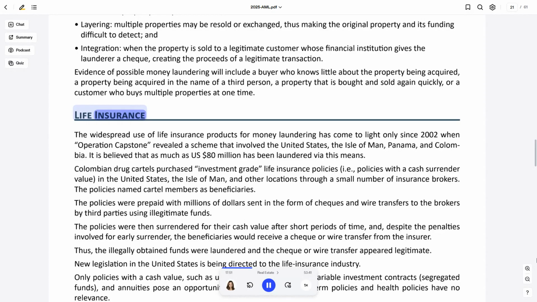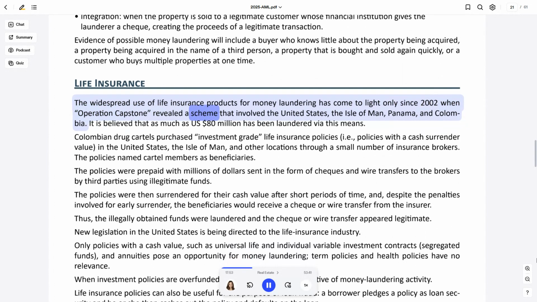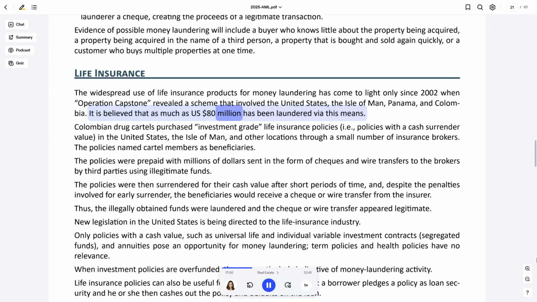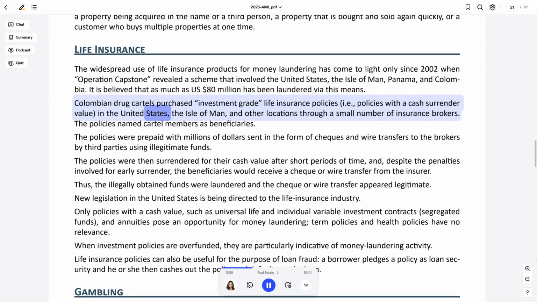Life insurance. The widespread use of life insurance products for money laundering has come to light only since 2002, when Operation Capstone revealed a scheme that involved the United States, the Isle of Man, Panama, and Colombia. It is believed that as much as US $80 million has been laundered via this means. Colombian drug cartels purchased investment-grade life insurance policies, that is, policies with a cash surrender value, in the United States, the Isle of Man, and other locations, through a small number of insurance brokers.